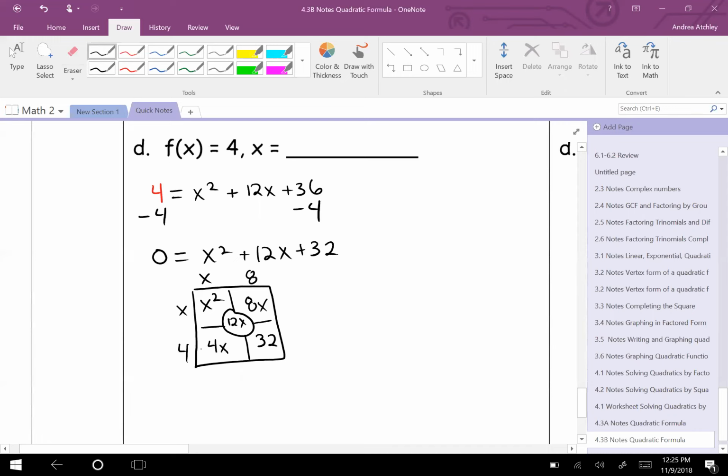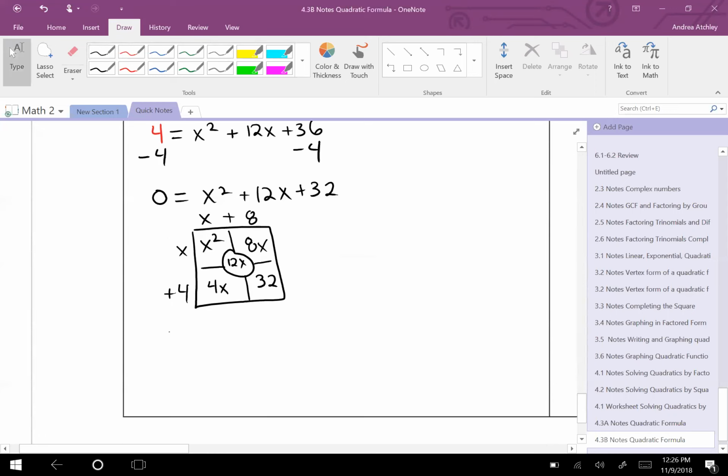Everything's positive. So this is positive and this is positive. That means I get x plus 4 equaling 0 and x plus 8 equaling 0. Subtract the 4 and the 8, and I get x equals negative 4 and negative 8.